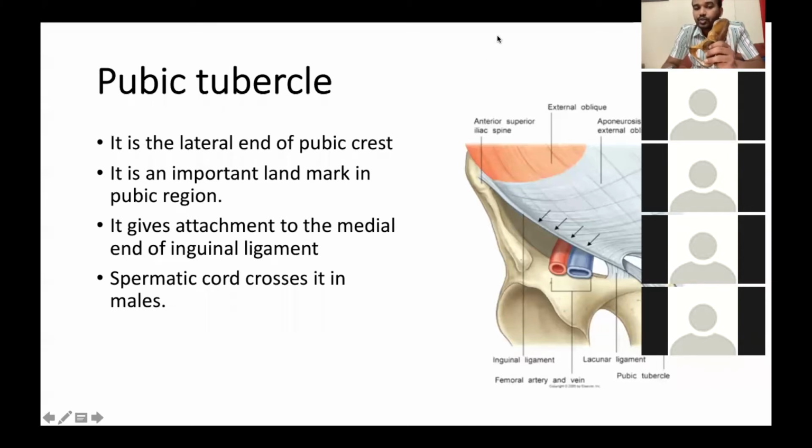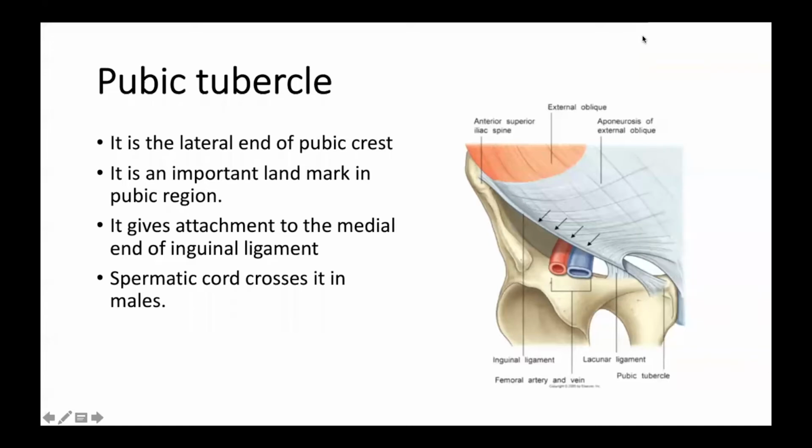Inguinal ligament extends from where to where? Any idea, anybody? From the anterior superior iliac spine. You can see this one, this is the anterior superior iliac spine. From this anterior superior iliac spine, can you see this ligament extending like this, which is attached to the pubic tubercle? Yes, sir. This ligament is called the inguinal ligament.